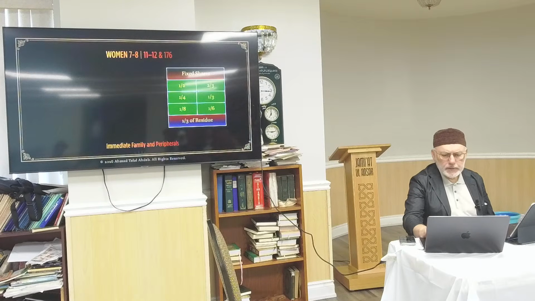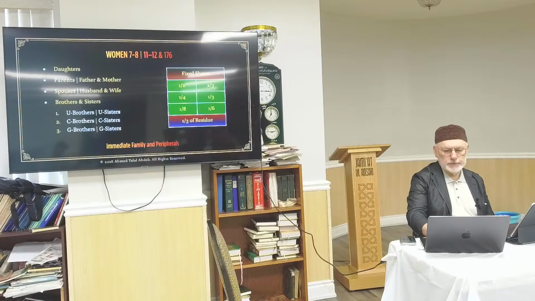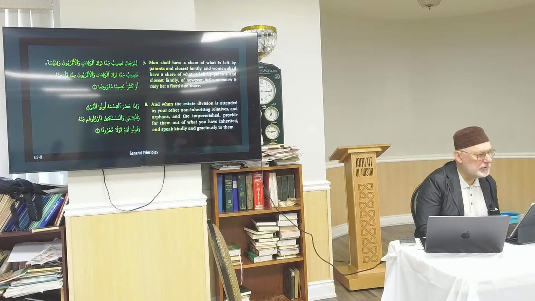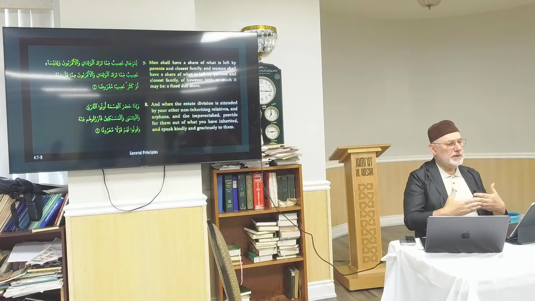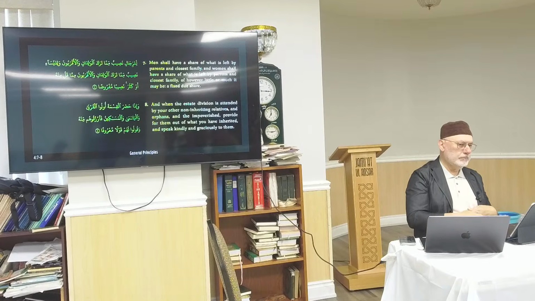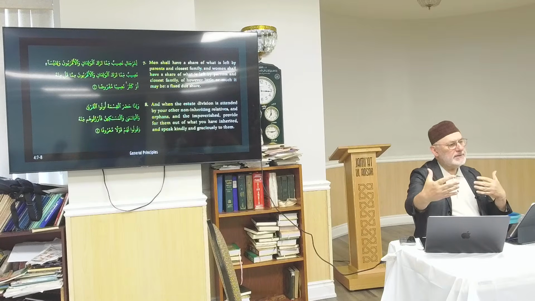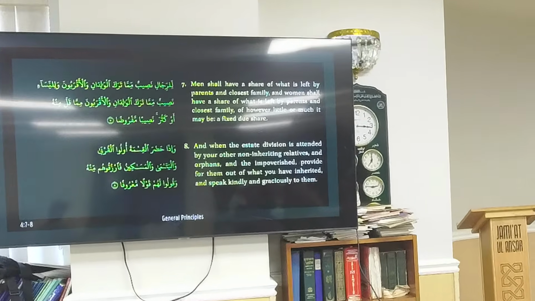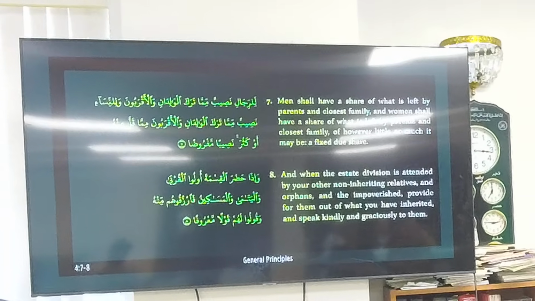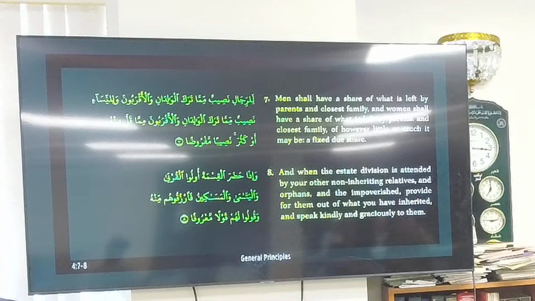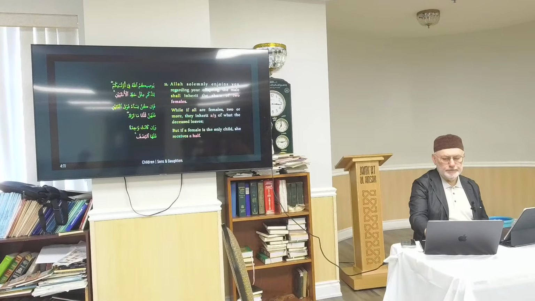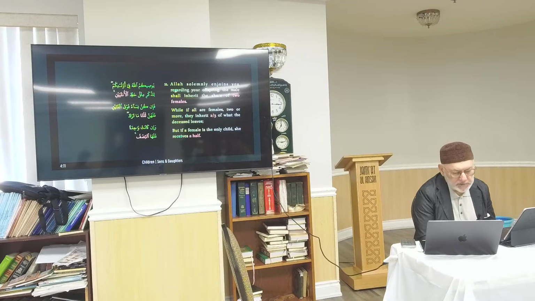Immediate family and peripherals. In verses 7-8, we see some general principles. Actually, Mawarith starts from verse 1 in Surah An-Nisa. So there is a setting of the stage and building up to verses 11 and 12 that is necessary to understand. It's very good to understand the transition from verse 1 to verse 10. But in verses 7 and 8, we see these general principles. Then part of verse 11 focuses on the children, sons and daughters.